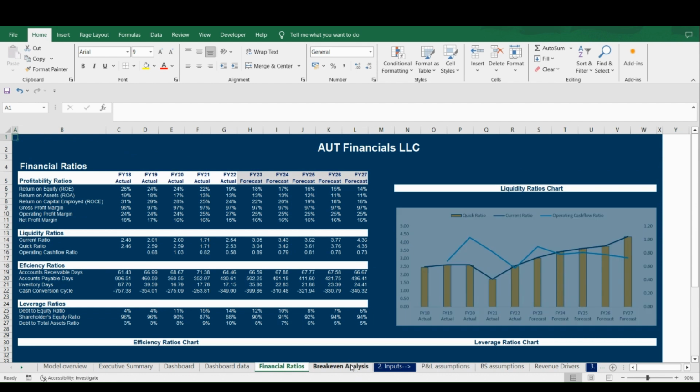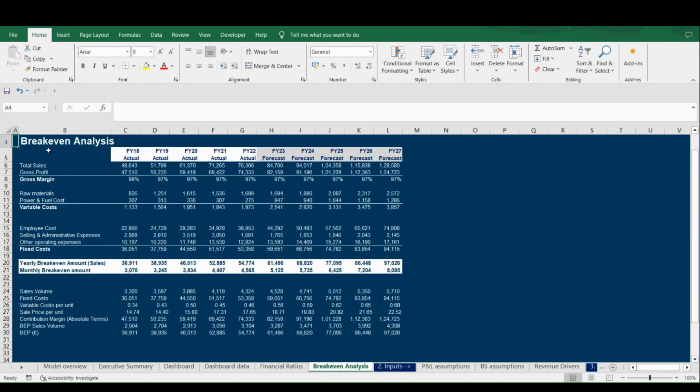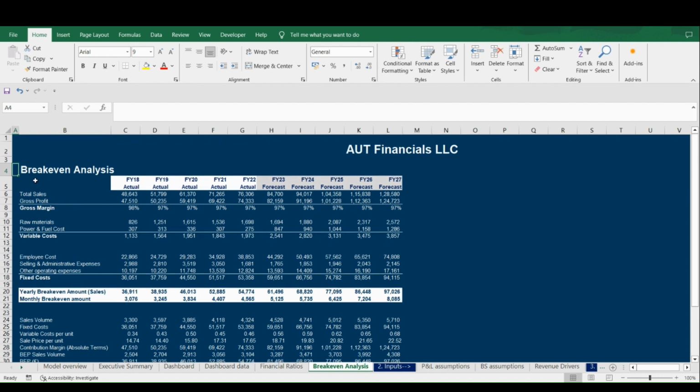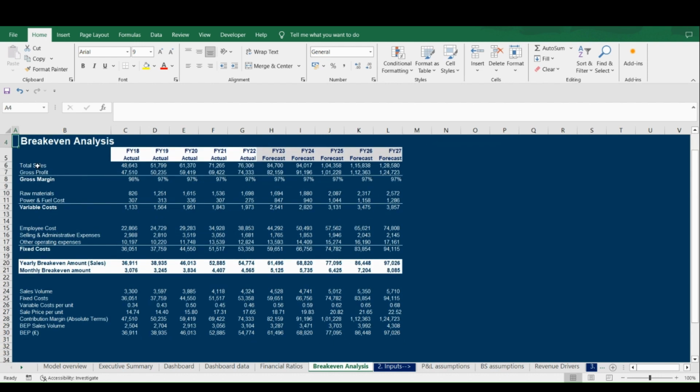At last, we have the break-even analysis of the company, which is the level at which the company is not making any profits. So for that, we have the total sales and margin. So your general total sales, gross profit, and gross margin. Then we have our variable cost. Then we have our fixed cost.